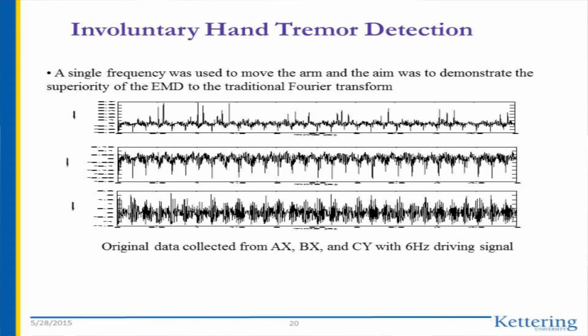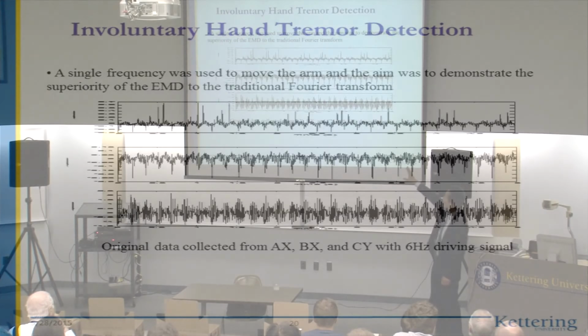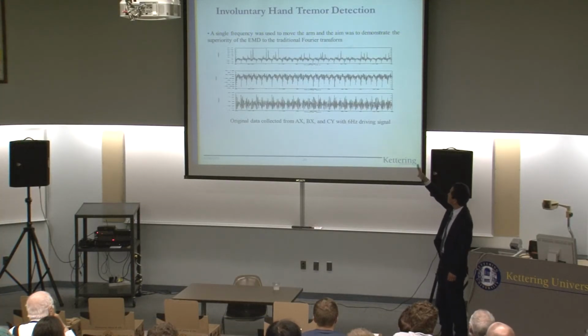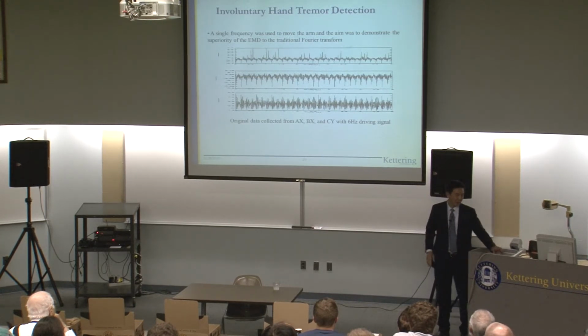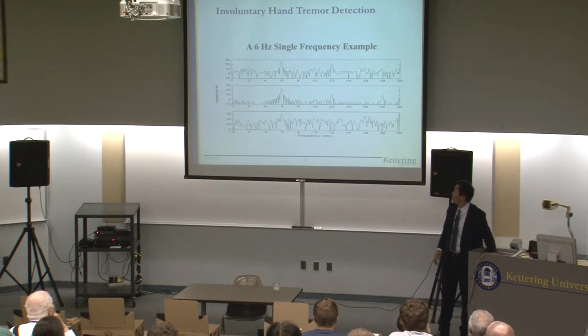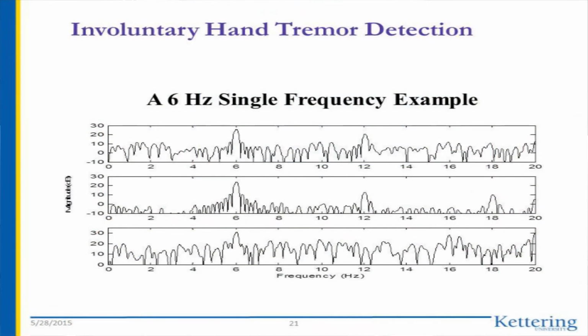So this is the original data we acquired through the accelerometers. And this is a 6 Hertz signal applied to the arm. And here is the Fourier transform of that, to show that at the 3 directions, or 3 spots you're monitoring, you do have the 6 Hertz signal and its high-order harmonics.